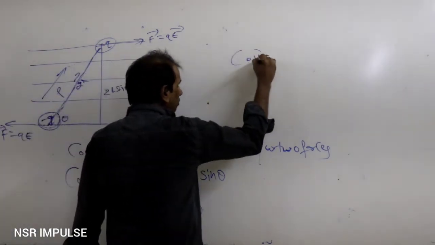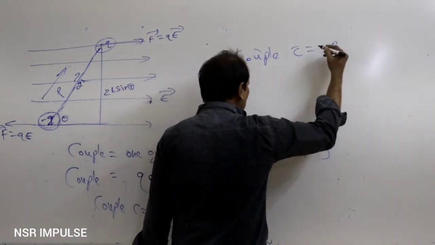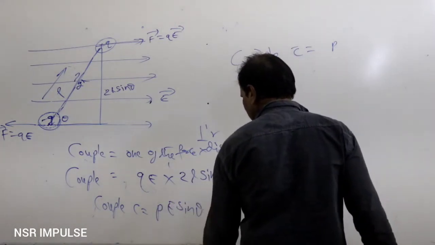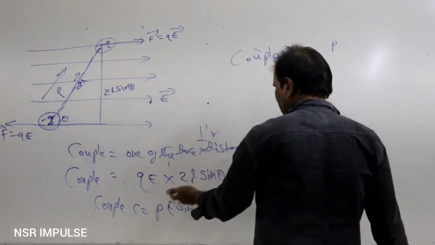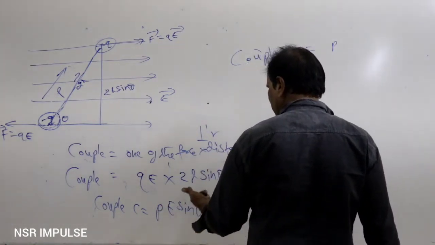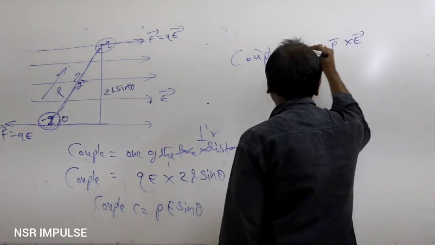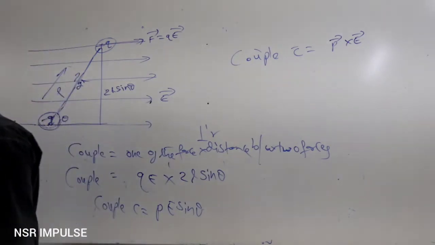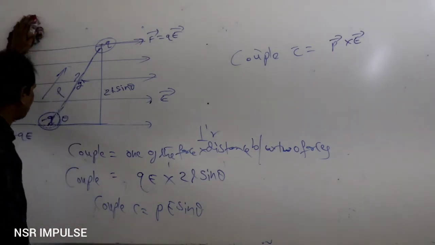So the couple, or you can call it torque, PE sin theta, is like AB sin theta. AB cos theta can be written as A bar dot B bar. AB sin theta can be written as A bar cross B bar. So PE sin theta is equal to P bar cross E bar. That is the torque or couple acting on a dipole placed in an electric field inclinedly at an angle.